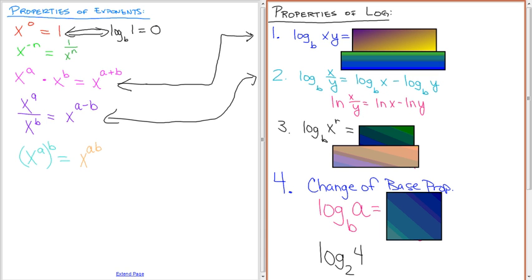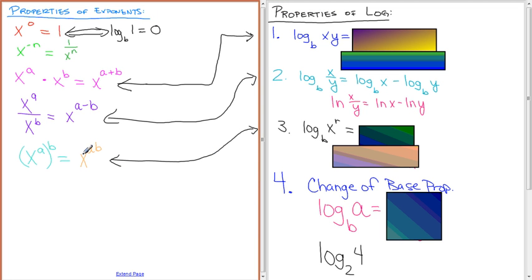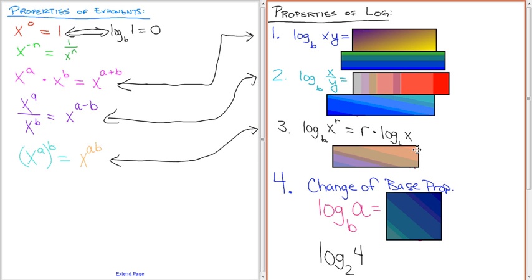Third property of logarithms for today would be similar to this property of exponents, where you have x to the a to the b power, it equals x to the a times b. So in this case, when you have log base b of x to some exponent r, or whatever the exponent is, the r gets pushed to the front of it, and then you are multiplying it by the log base b of x.